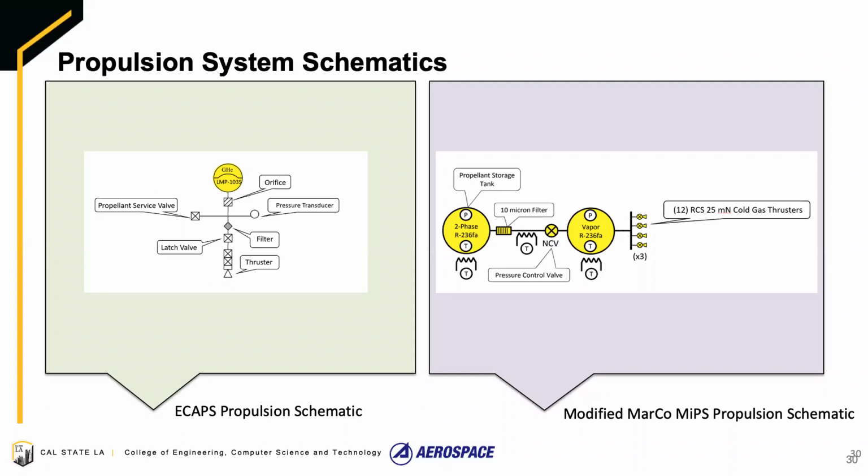So here we have the propulsion system schematics. On the left side, we have the ECAPS schematics. The ECAPS specifically uses LMP-103S propellant. This is a type of green propellant. On the right side, we have the Marco MIPS schematic, and this one uses the R236FA cold gas propellant. This wraps up the propulsion section.